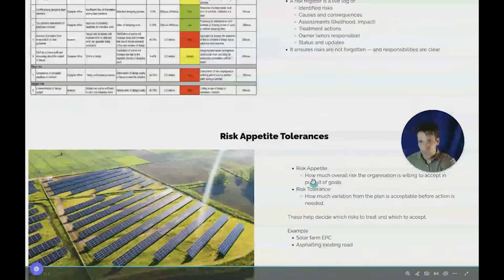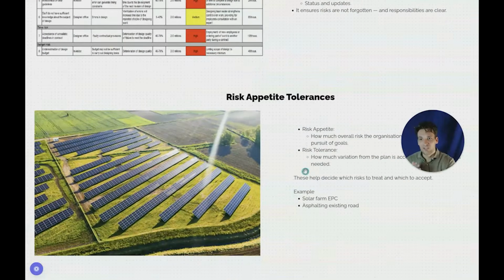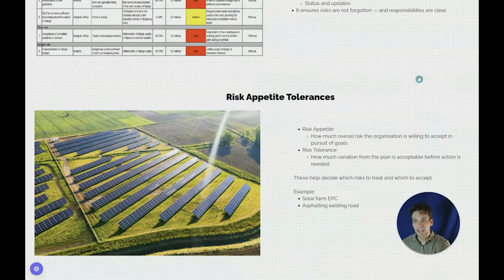Okay, and the final concept around risk management are risk tolerances. So a risk appetite is how much overall risk the organization is willing to accept in pursuit of their goals. It's going to depend on a lot of different factors, such as the size of the project, the dollar size, particularly. If it's a huge project and it goes bad, that's going to have a much bigger impact on your organization than if a small project goes bad. But also their risk tolerance. So how much variation from the plan is acceptable before action is needed. These help decide which risk to treat and which to accept.